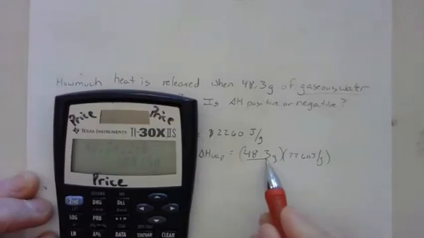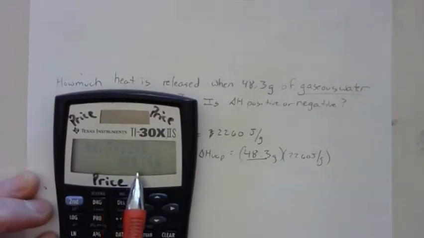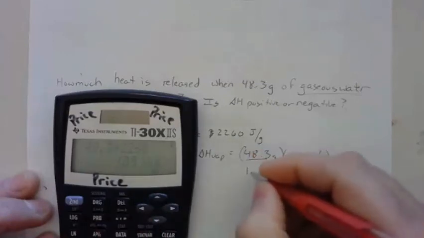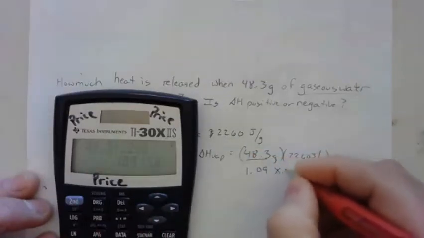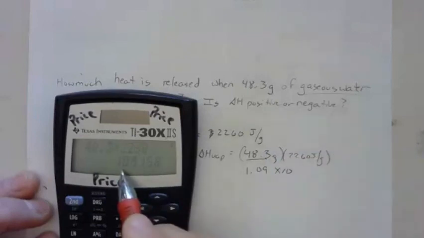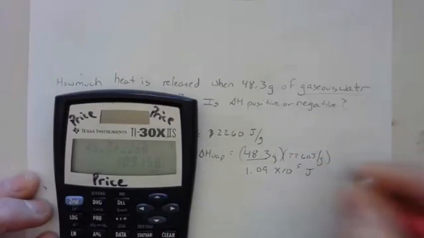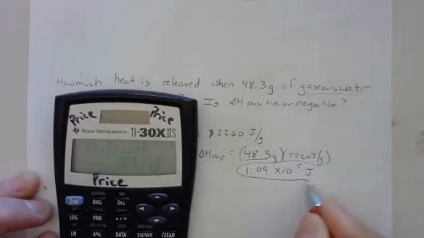But again, 3 significant figures here means I need to round off after the third digit, so after the 9. And it needs to be in scientific notation since it's a big number. So the decimal is going to go after the 1. I'm going to get 1.09 times 10, and it moved 5 places to get there, times 10 to the 5th, and the units are joules.